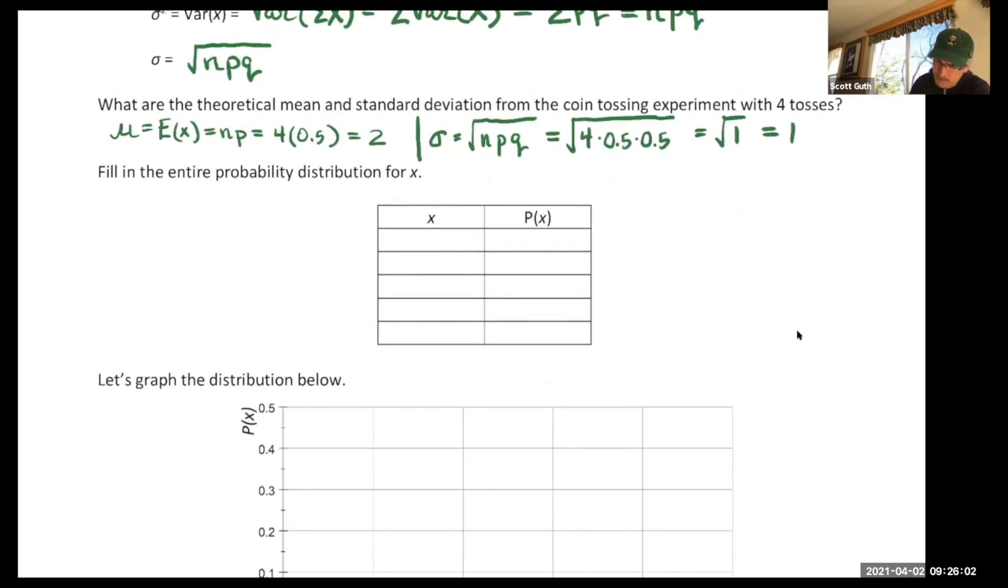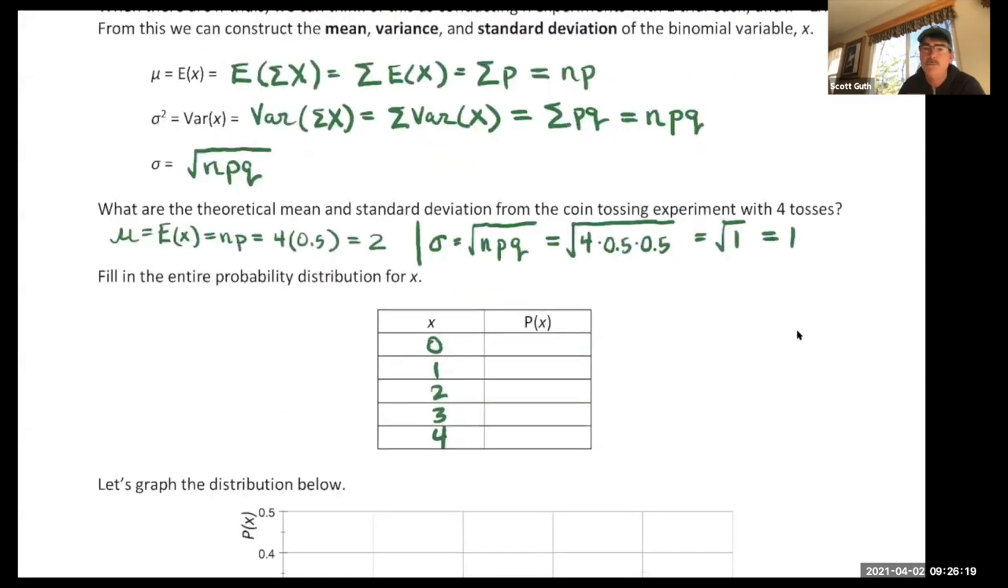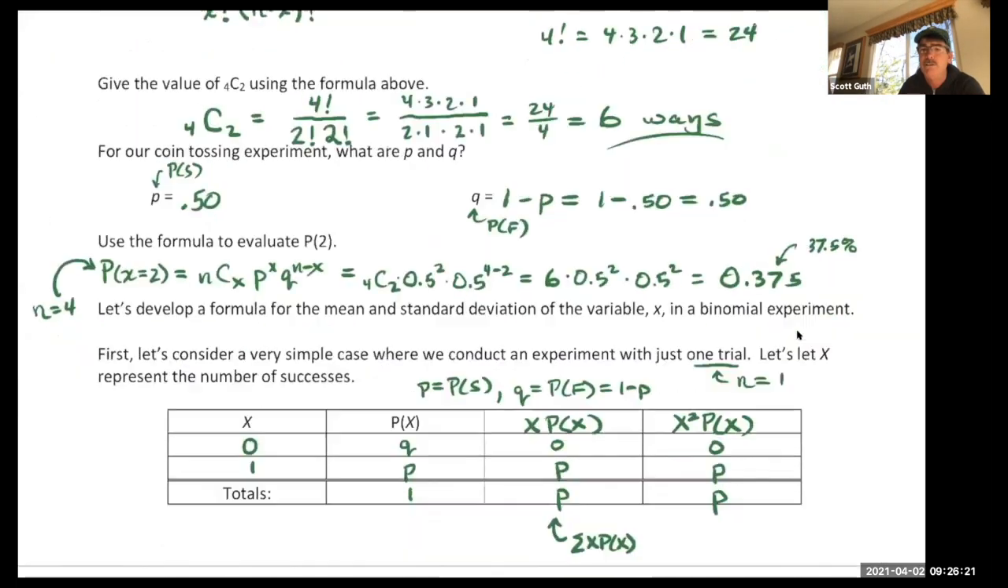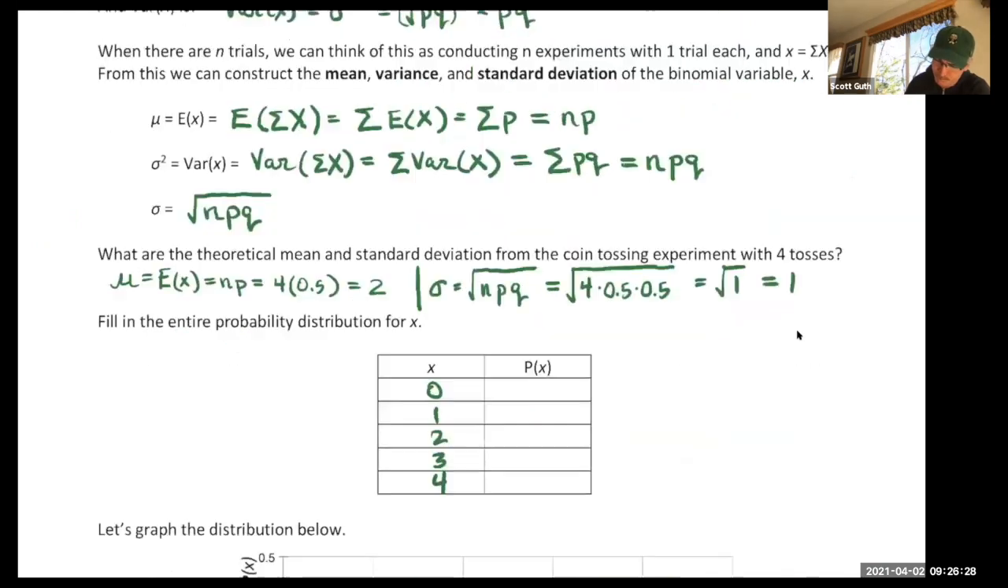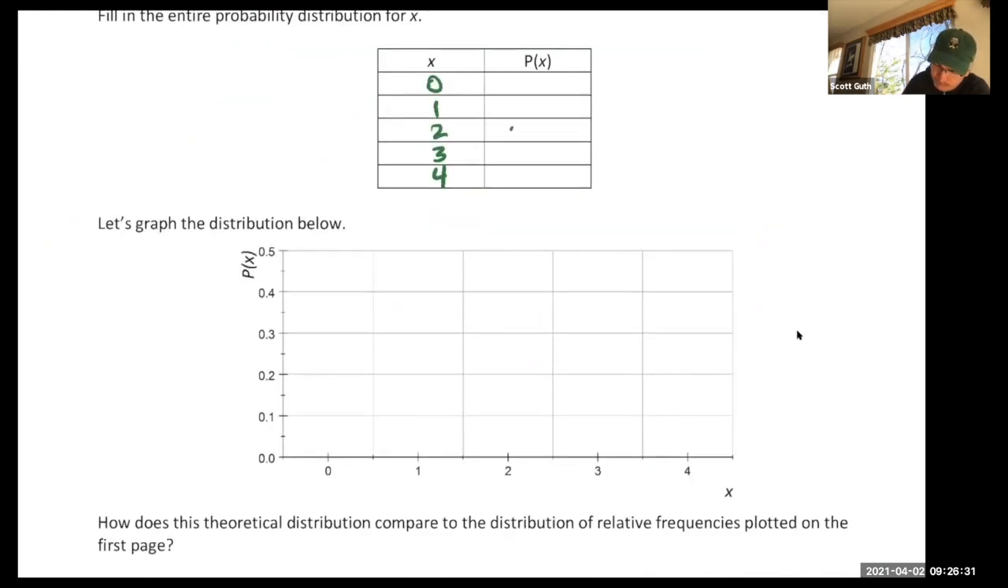Okay, so I want to go ahead and fill out all the theoretical probabilities. Remember, X is the number of heads. We did 4 trials, so you could get 0, 1, 2, 3, or 4 heads. We did the probability of 2. I think it was 0.375 here. So I'm highlighting this one right here. So we've already done the probability of 2, so we can put that in, like that.